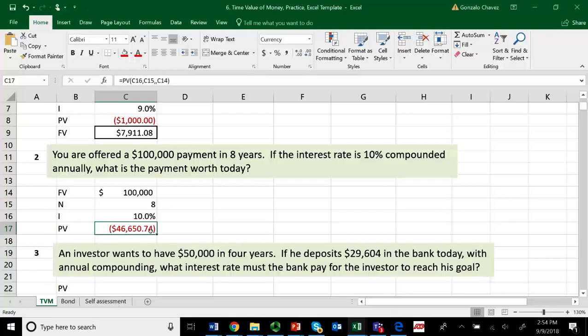Why is it in red? Because all Excel is saying is that, oh, if you're going to receive $100,000 for this investment, then that means that you would have to be willing to pay $46,000 for this investment. So the red just means that this is something that you would have to pay in order to receive $100,000. It's just the way Excel works. It doesn't mean that you're losing money. It's just the way Excel needs to think. Okay, so receiving $100,000 at year 8 is the same thing as receiving $46,000 today. This is the present value of those $100,000.